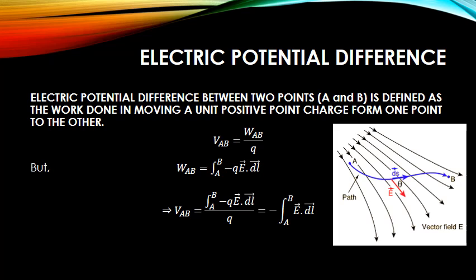But we already know that work done by external agent is negative of work done by electrical forces, and so given by the integral A to B minus Q into E vector dot dl. Putting the expression for work done in the expression for electric potential difference, we get VAB equals minus integral A to B E vector dot dl vector. Thus, electric potential difference between points A and B is the negative of line integral of electric field between point A and point B.